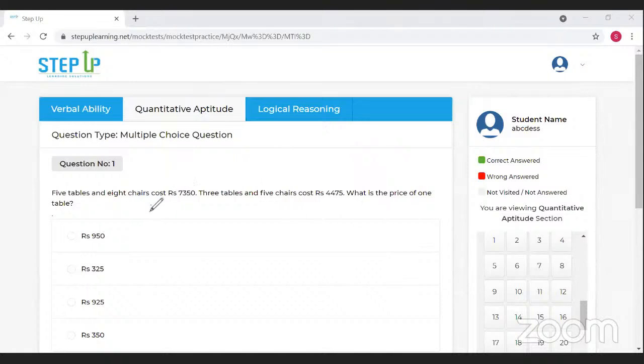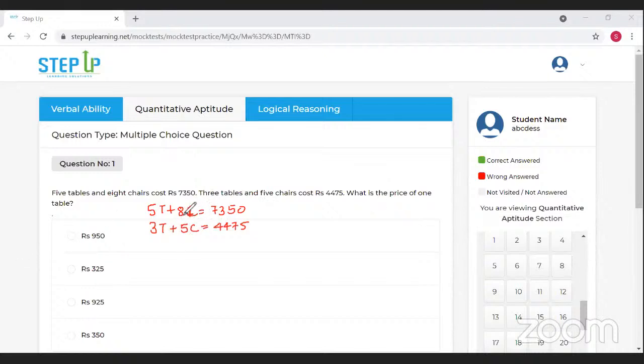Linear equation. 5 tables plus 8 chairs is equal to 7350, and 3 tables plus 5 chairs is equal to 4475, right? So what is the price of one table? All of you can do this. We'll move ahead then. They are asking what is the price of one table.